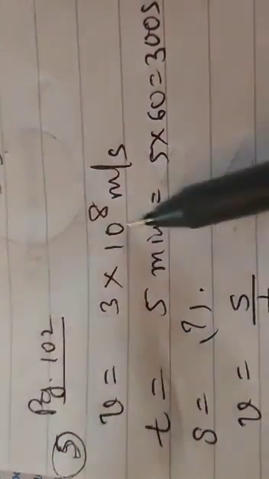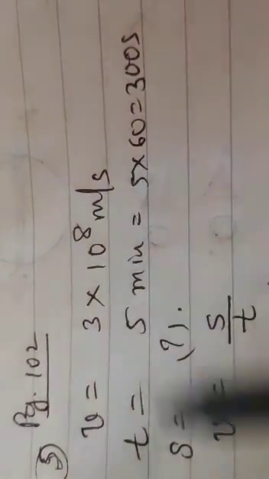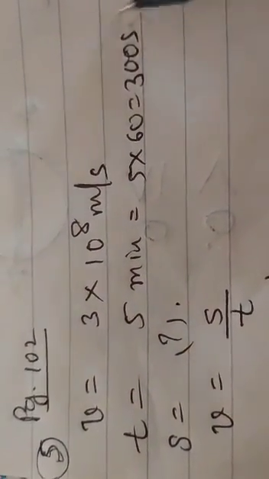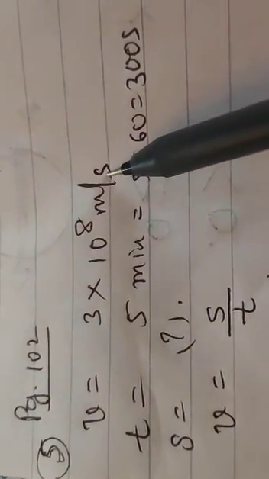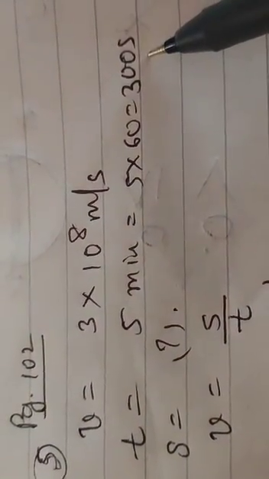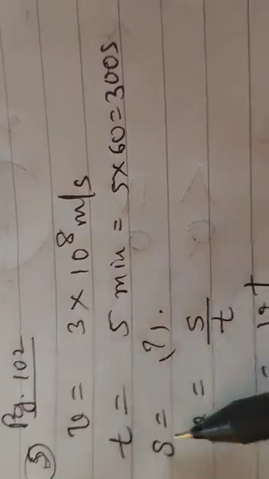The speed is given, 3 into 10 raised to 8 meter per second. Timing is given, 5 minutes. 5 minutes means you'll have to convert it into seconds. Why do you convert it into seconds? Because the unit of speed is given in seconds. So timing 5 minutes will be 300 seconds. So what will be the distance?